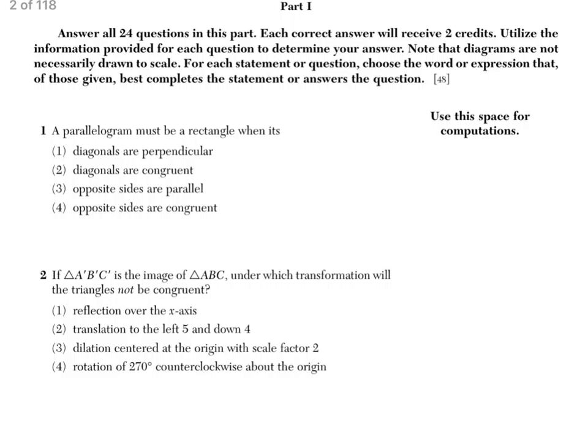Number 1, a parallelogram must be a rectangle when its: 1. Diagonals are perpendicular. 2. Diagonals are congruent. 3. Opposite sides are parallel. And 4. Opposite sides are congruent. So it can't be choice 1 because the only figures from the parallelogram family that have diagonals that are perpendicular are a rhombus or a square. So that excludes a rectangle.